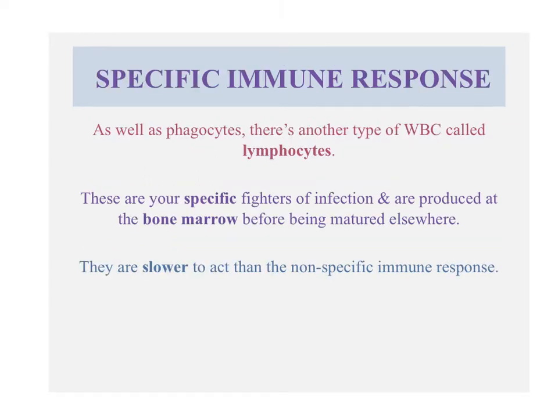Now, the specific immune response relies on lymphocytes, that white blood cell that we spoke about last lesson, and these are produced in the bone marrow. So all lymphocytes, all white blood cells are made in the bone marrow and they mature elsewhere. Because we're talking about the specific immune response, we know that they're ever so slightly slower. Okay, so they're not instant. The white blood cells are not instantaneous.